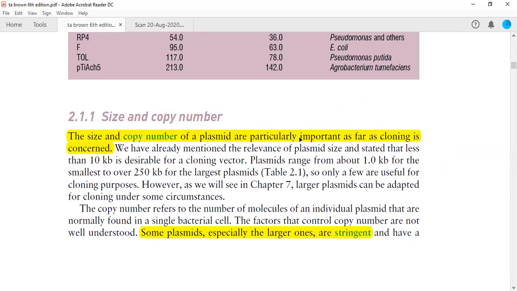Now, size and copy number. As we know, if cloning is concerned, these two terms are very important. One is copy number, and second is size of that particular plasmid. As I told you, the size should be less than 10 kb for an appropriate vector. And if it has a very low copy number, there is a chance that the plasmid would be lost. If it has a very high copy number, it is a kind of relaxed plasmid, so it will have a very high copy number. So this is also not necessary.